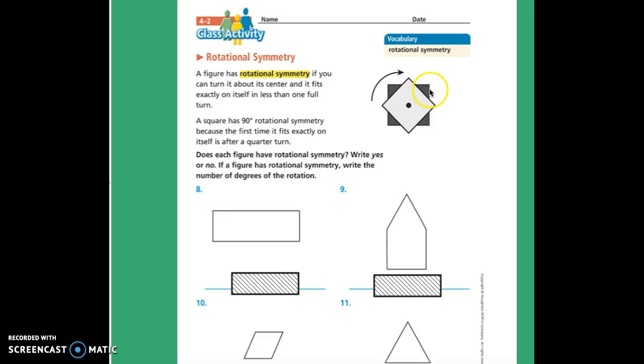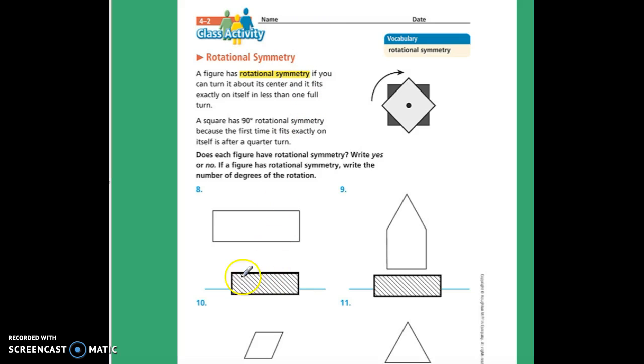And if I go one more 45 degrees, it fits right on itself again. And that's a square. A square has exactly 90-degree rotational symmetry because the first time it fits exactly on itself is after that 90-degree turn. Okay? So for each of these figures, we're supposed to decide, does it have rotational symmetry? And if it does, the number of degrees in the rotation it took for it to fit on itself.